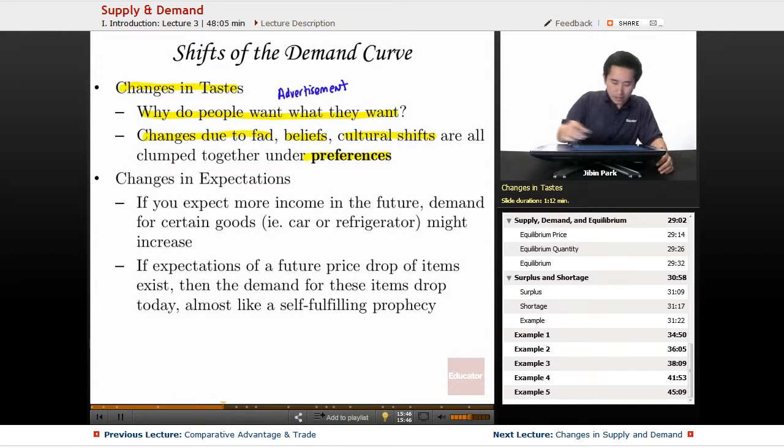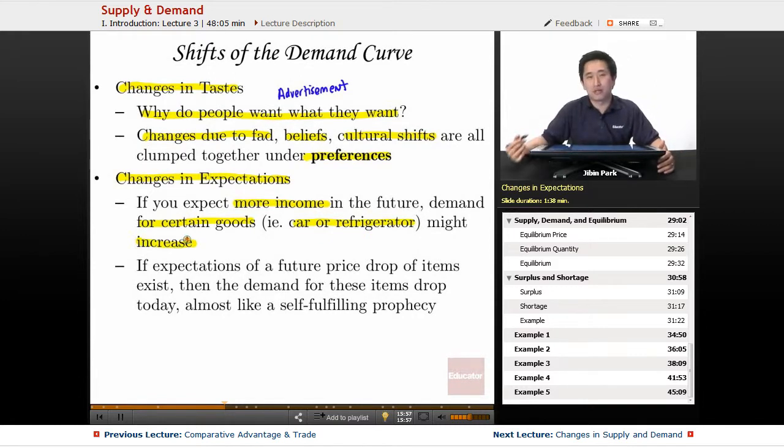Another way would be through changes in expectations. So if you expect more income in the future, then demand for certain goods, for example, a car or refrigerator, might increase. This is very similar to the idea of an increase in income leading to an increase in demand. Increase in the expectation of income. So let's say you're projecting that you're going to get a job promotion, or let's say you do, and you're going to get a bonus, then your demand for certain goods, normal goods, is going to increase here.